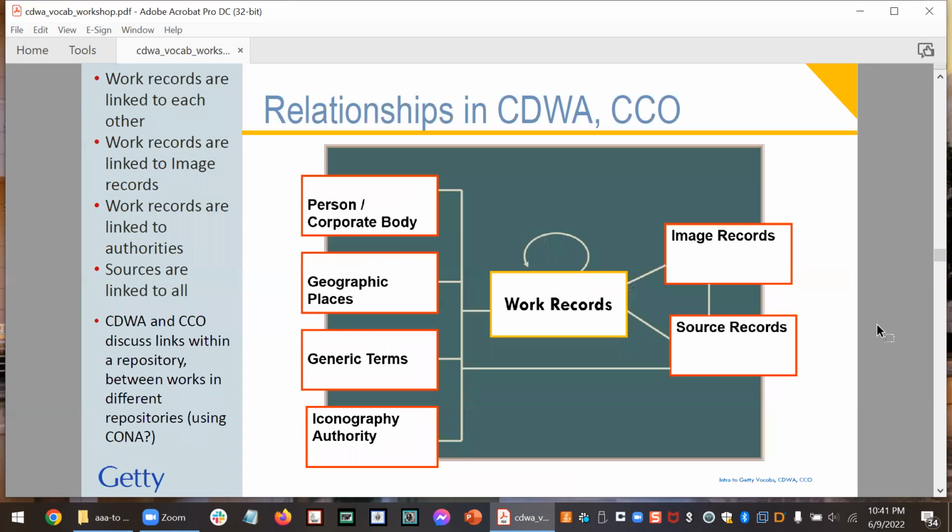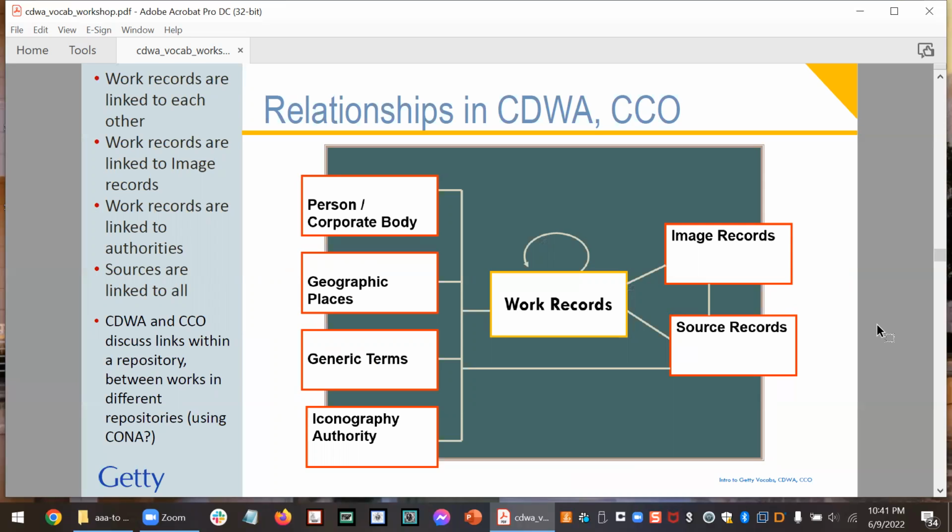This diagram shows the relationships between records as established in CDWA and CCO. So in the center, you have the work record, and work records can be linked to each other. And also then they can be linked to authorities for people and places and generic terms and iconography. And you could have local authorities or use the Getty Vocabularies. These are the areas covered by the Getty Vocabularies. Over on the right-hand side, you have separate records for your images and for your bibliographic resources that can be linked to the work records.